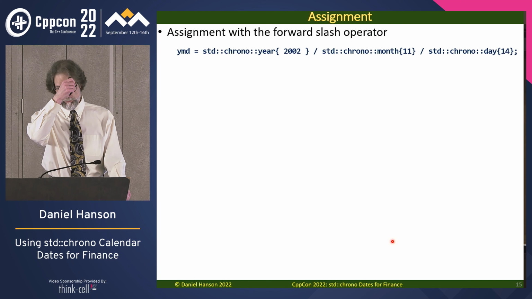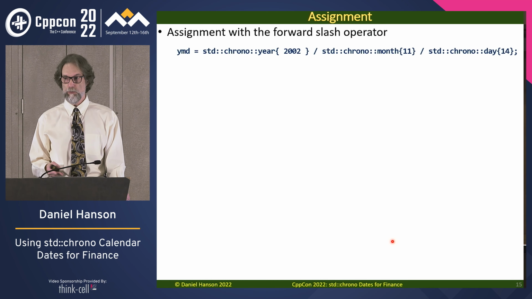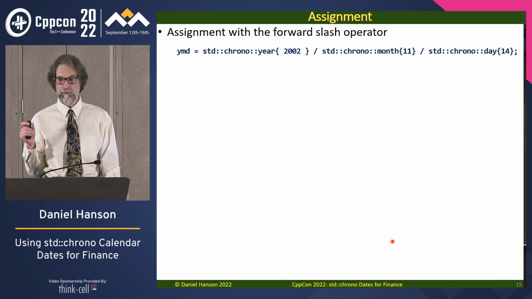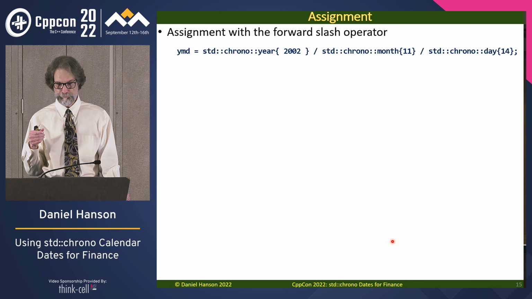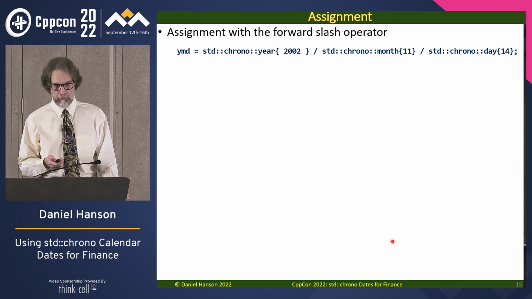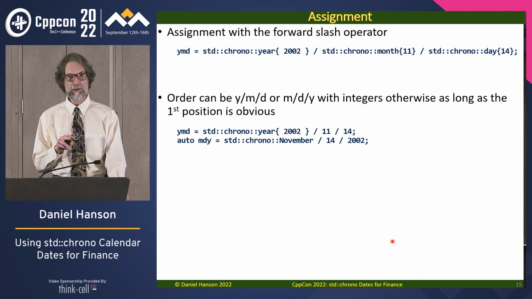There's also assignment, and the way this works is you use the / operator. So one way is similar to the first constructor. We use year, month, and day objects and just separate them with the / operator. You can also just use integers for the last 2 parameters as long as the first one is obvious.